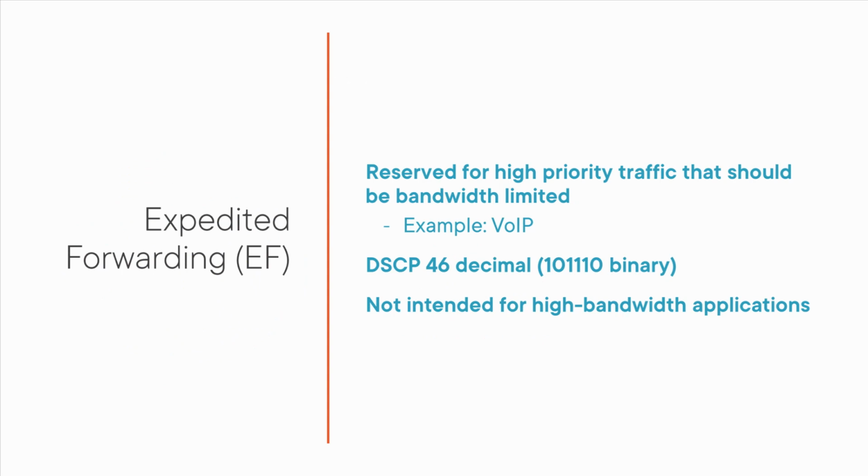The last PHB is expedited forwarding, or just EF. And this isn't really a group, unless you consider it a group of 1. It is a single code point with the decimal value 46, and it's reserved for high priority traffic that should be bandwidth limited. Voice over IP is the most common example of this. Voice traffic cannot tolerate latency, so it has to be given high priority, but you also don't want voice to saturate the network, so it also needs to be limited in how much bandwidth it is allowed to use. This means EF is not good for high bandwidth applications such as video.